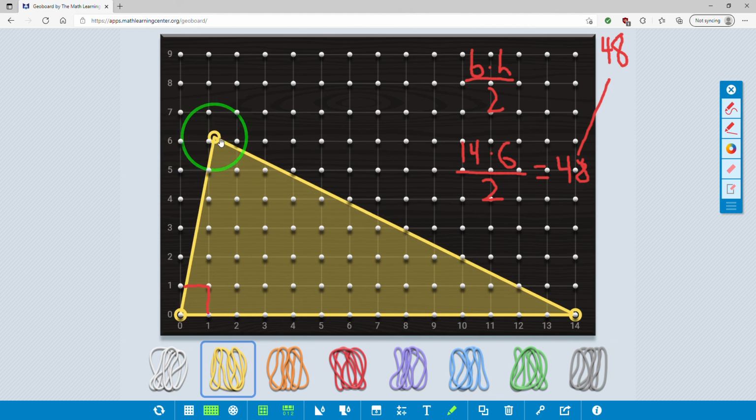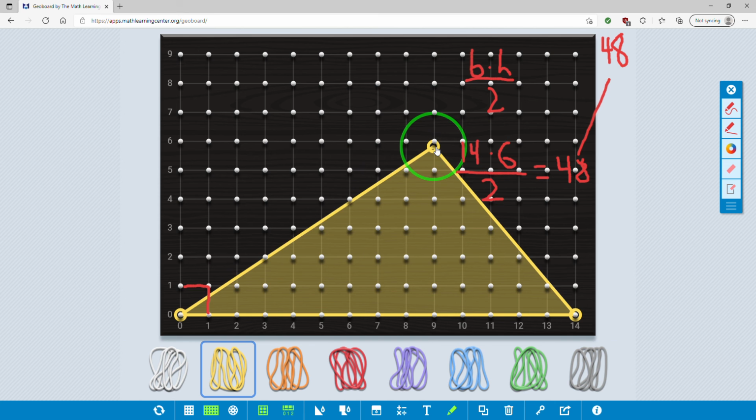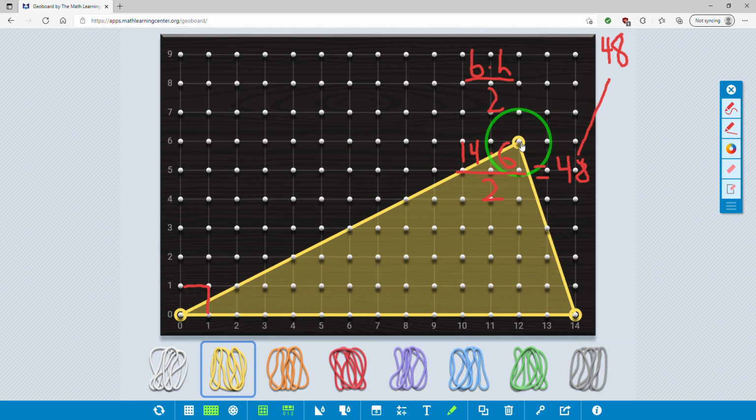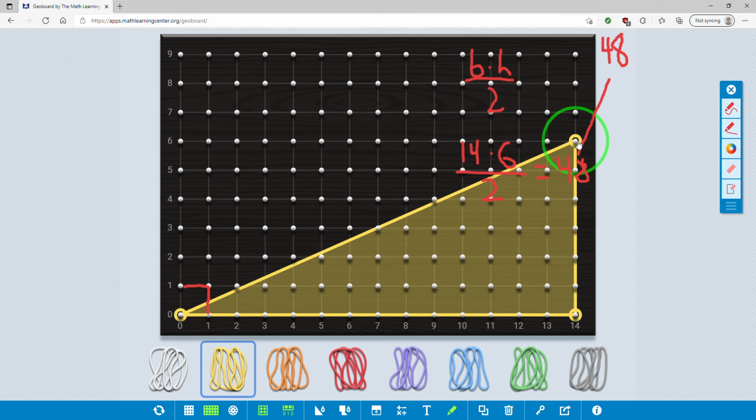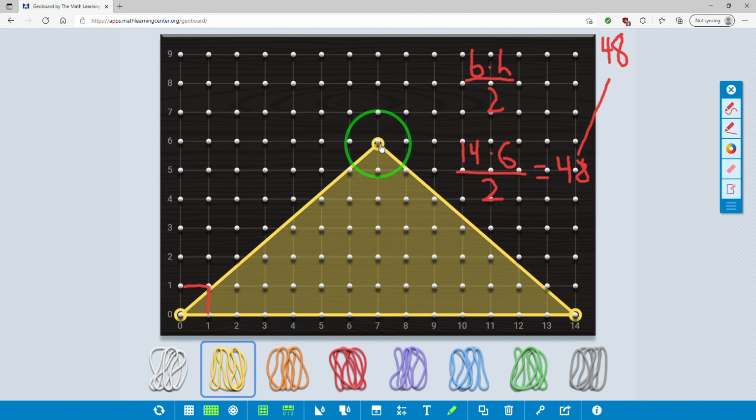And as long as that height doesn't change, it's still going to be the same area. No matter where you put it, it's going to be a height of 6 and a base of 14. So it's going to have the same area. The height and the base never changed, even though the triangle looked different. Which means at the end of the day, as long as those numbers don't change, the area will be the same.